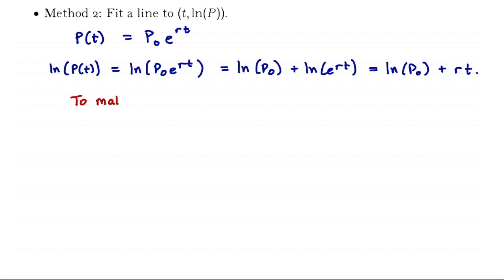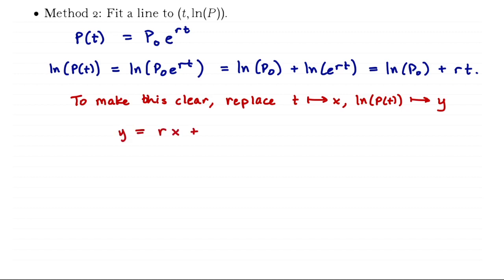Just to make it clear what we're looking at, let me take t and replace it with x, and natural log of p of t and replace that with y. Then we have y equals, and I'll shuffle the terms on the right-hand side, rx plus natural log of p naught. R is a number, natural log of p naught is a number, so what we're looking at is the equation of a line.